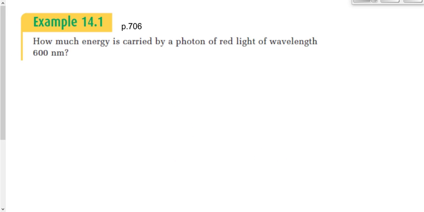Now, if a photon is a quantum of energy, it must be associated with a certain energy, right? The energy is given by the equation E equals H times C over lambda, or we can make it H times F. C is the speed of light in a vacuum, 3 times 10 to the 8. Lambda is the wavelength. F is the frequency. The only thing we don't recognize here is H.